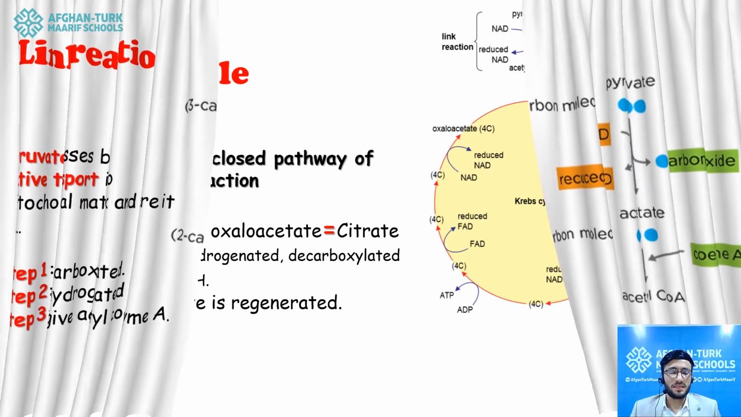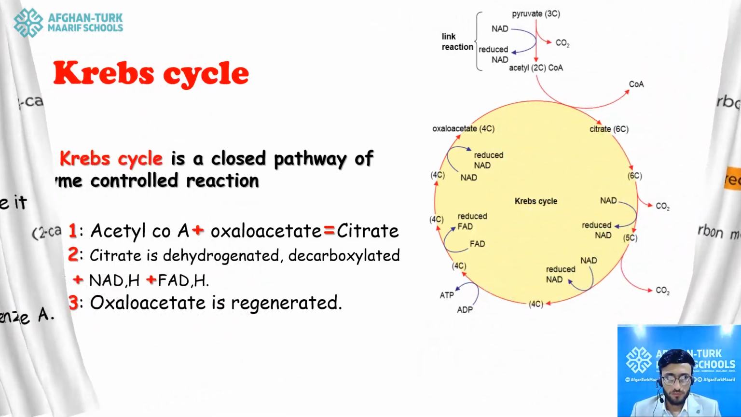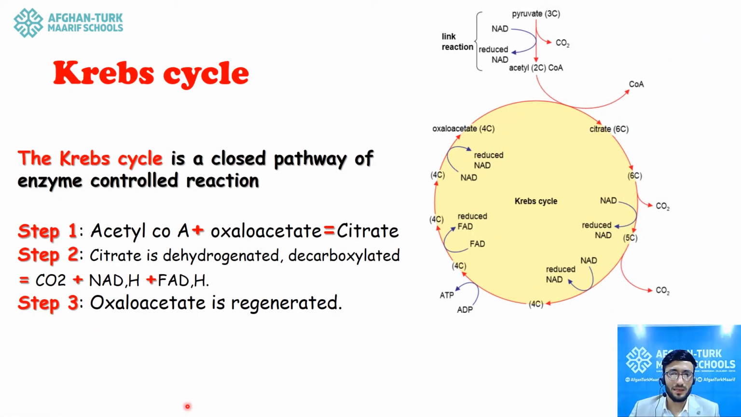When we enter inside the Krebs cycle, we will face different circles, different enzymes and reactions. But in order to summarize the function of the Krebs cycle, we can say that we should follow 3 steps in order to understand the Krebs cycle function.